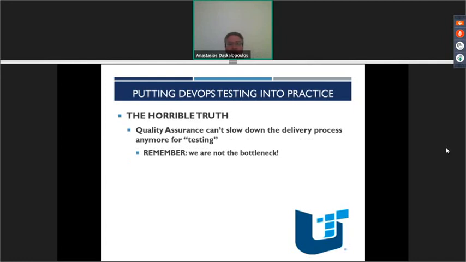And so this leads me to the point of what I call the horrible truth. Quality assurance can't slow down the delivery process anymore for testing. In other words, the project really can't stop for testing. And the thing we have to keep in mind is that we are not the bottleneck. We can't be the bottleneck.